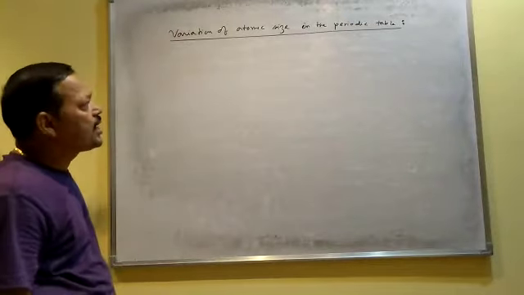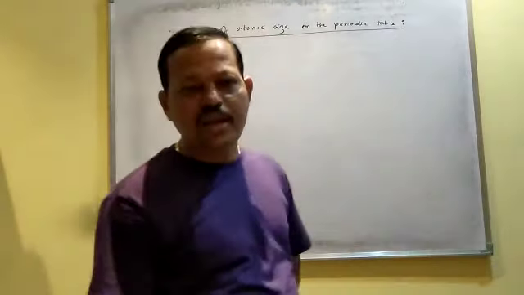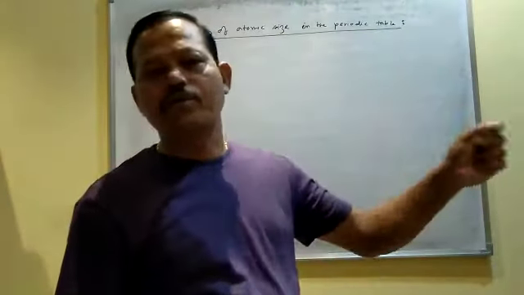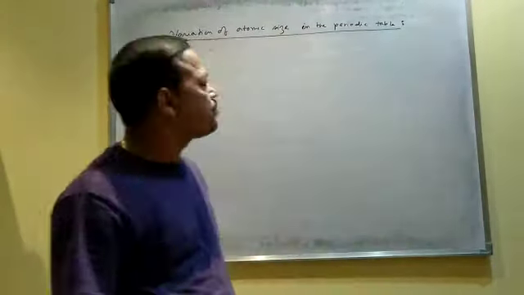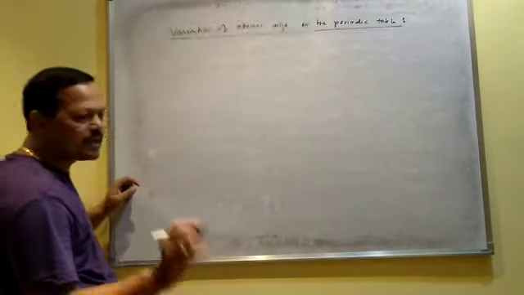Variation of atomic size in the periodic table. I mean how the atomic size of different atoms changes in a period or in a group. So if you want to know about that, I will explain.